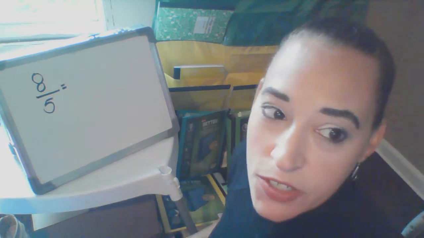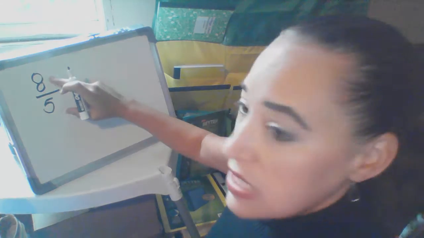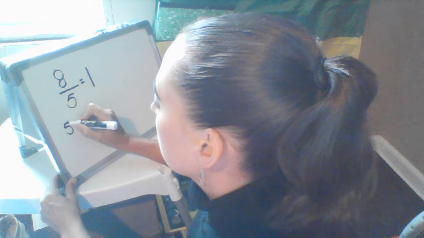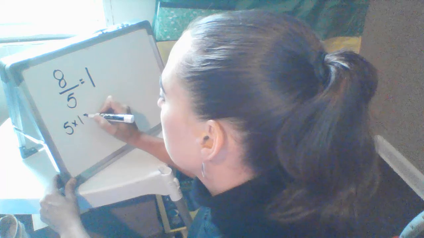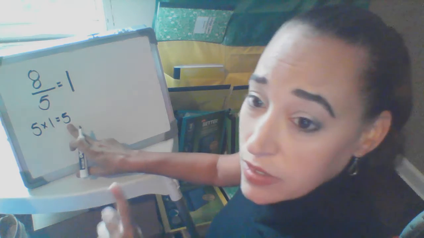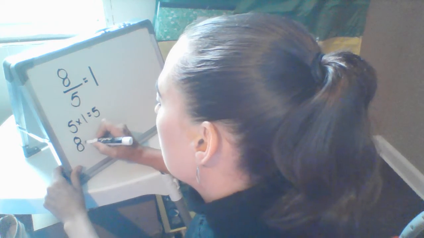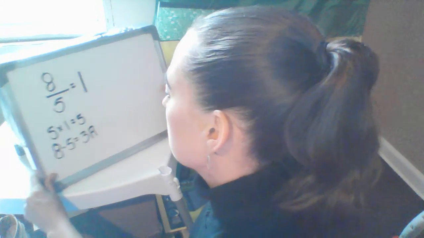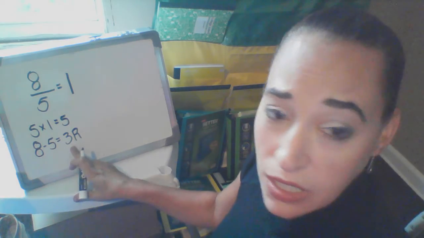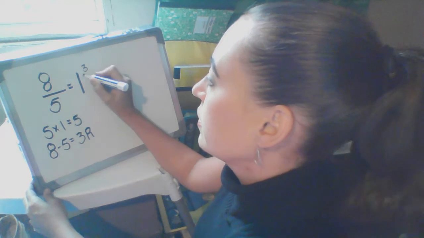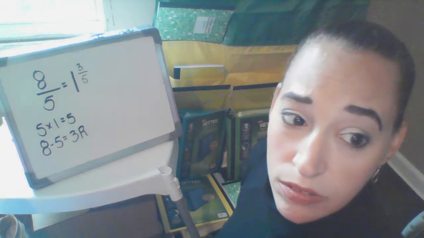All right, so let's try this one. 5 goes into 8 one time. Okay. Right, because 5 times 1 is 5. Now, 8 minus 5 gives me the remainder. Gives me a remainder of 3. So I have a remainder of 3, and you always keep the denominator. So the denominator is 5. Let's try another one.